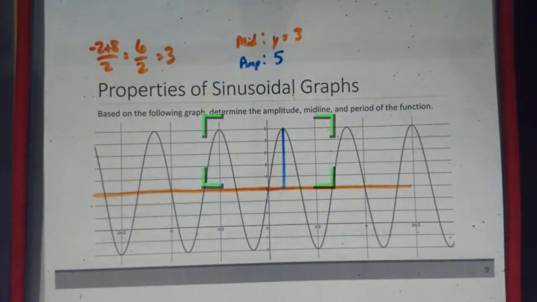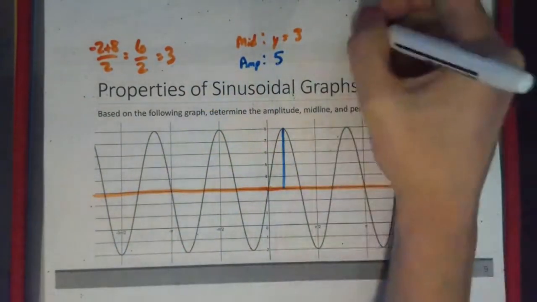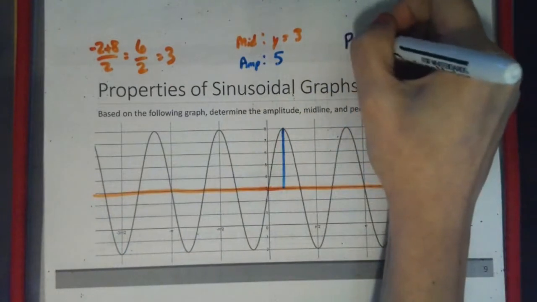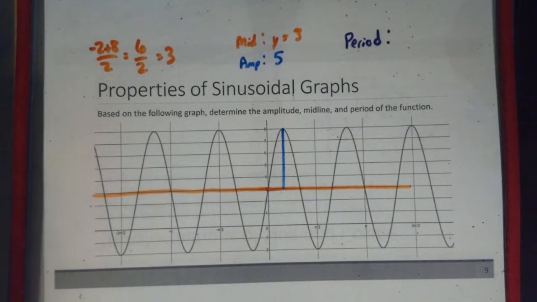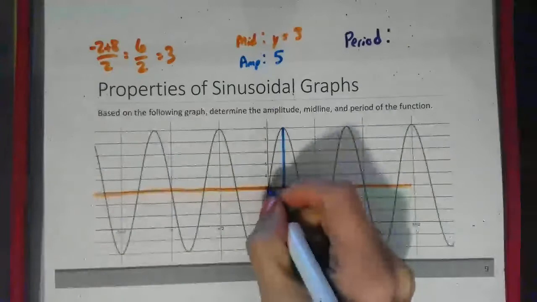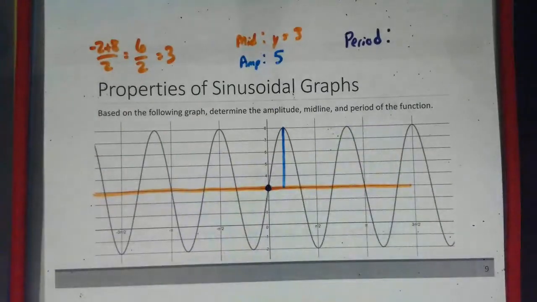Finally, we want the period. The period is how frequently we repeat. So we need to find a point on our graph where we know the x value and find that point again when it repeats. Well, it looks like this point right here, x equals 0, y equals 3, that's a pretty easy point to track.